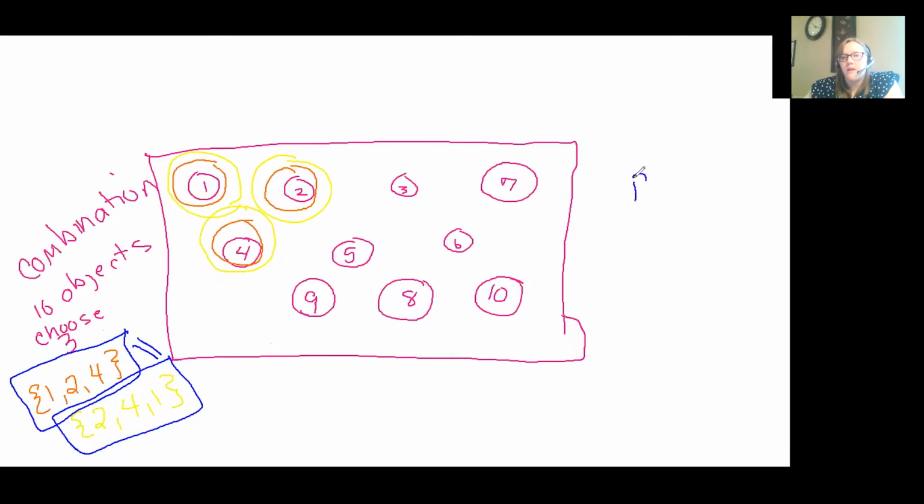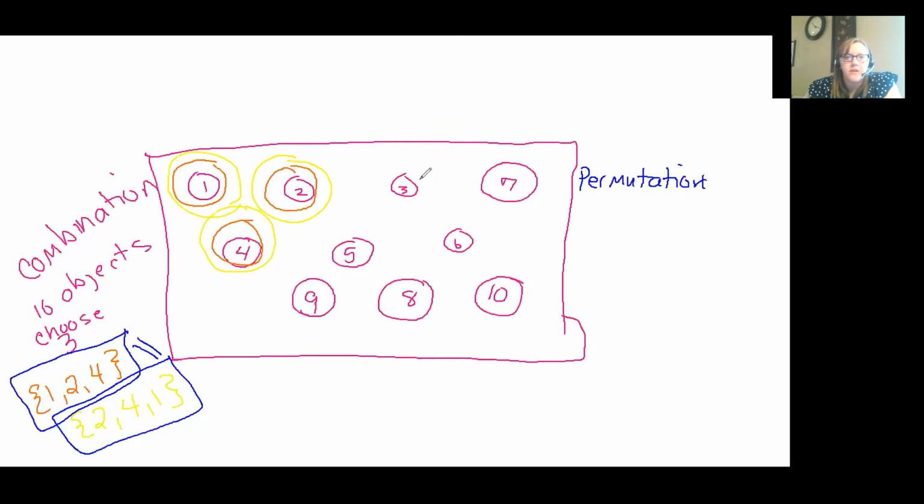Whereas if you go over here, permutations are picky. That's how you want to think about it. Oh, I ran out of room. Let me erase. Permutations are picky. They care about the order.